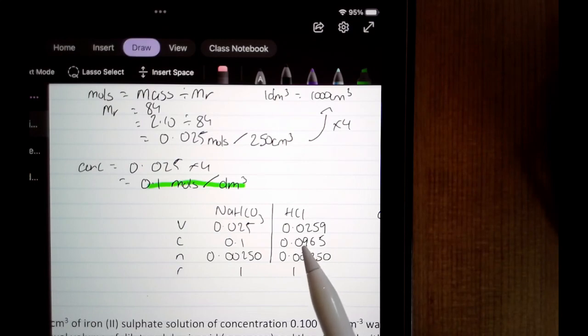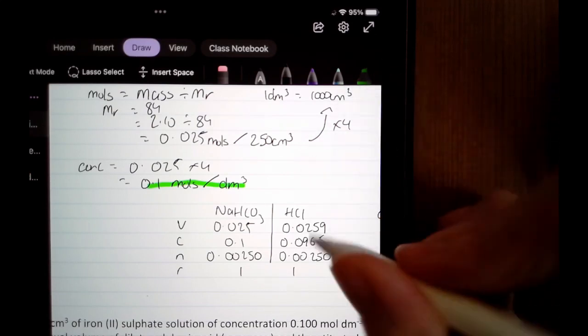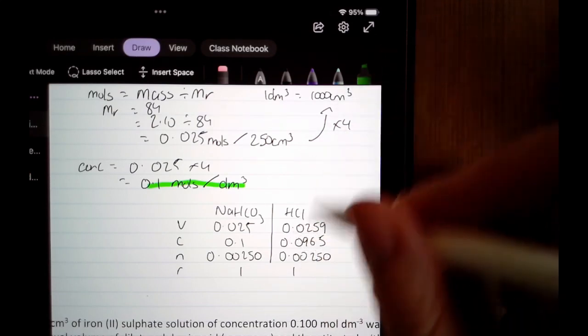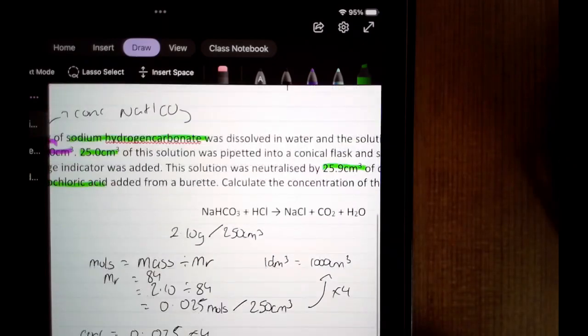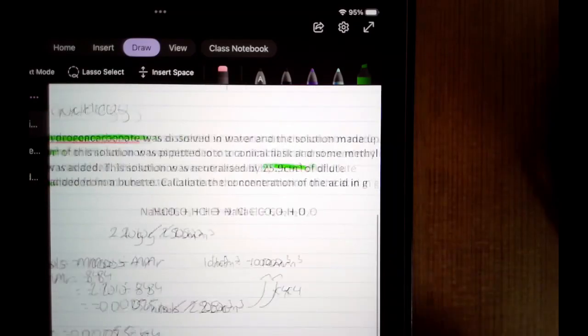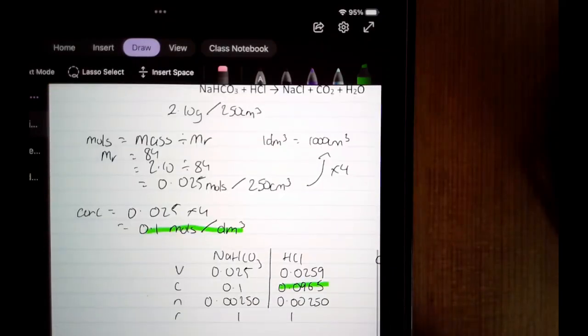So if you're unsure of how to fill out that table, then just practice using the numbers for yourself. Make sure you can fill it all in. But this is the answer that I was trying to get. This is my concentration of HCl. Again, though, the question is asking us for the concentration in grams per decimeters cubed. In the table, it will always work out in moles per decimeters cubed.